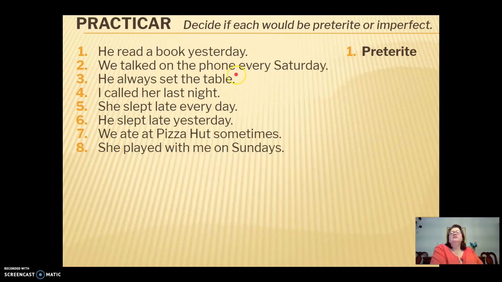Number two, we talked on the phone every Saturday. So is that implying an over and done with once or a specific number of times? Or is that implying it happened over and over again? And I don't know exactly how many times it happened. So that every Saturday, yes, you know what happened on Saturdays, but you don't know how many times it happened. It just was something that it was a habit. So therefore, it's going to be the imperfect.